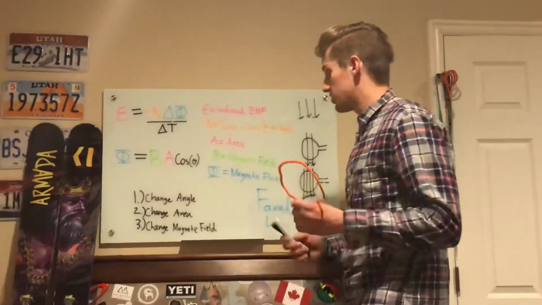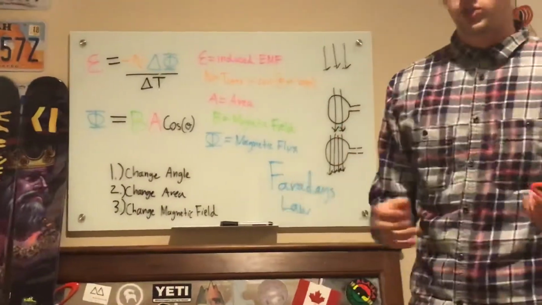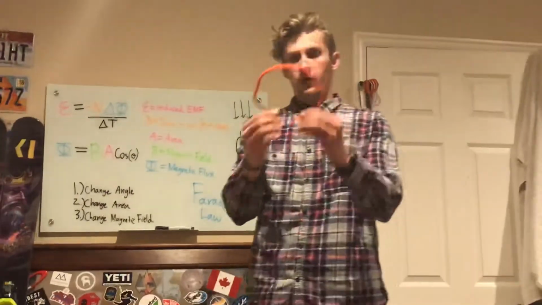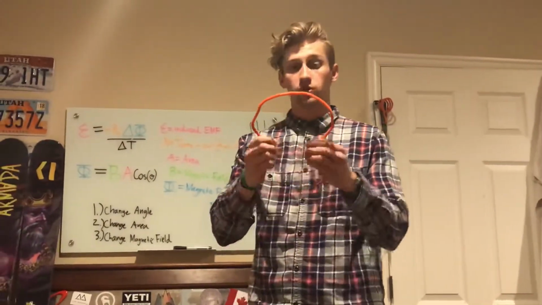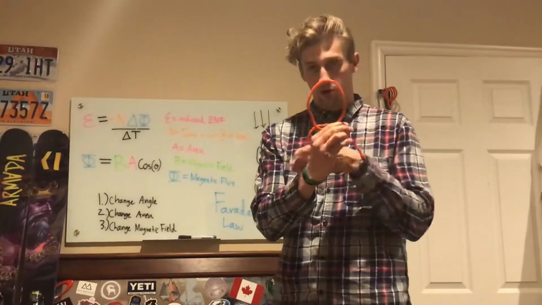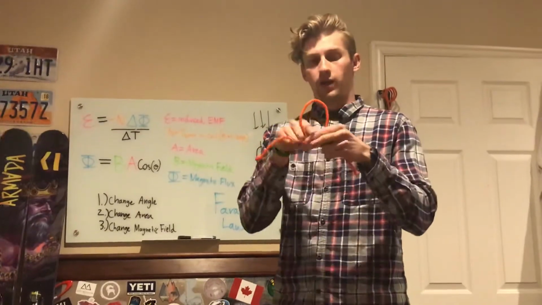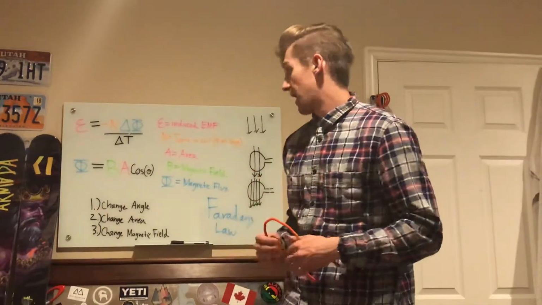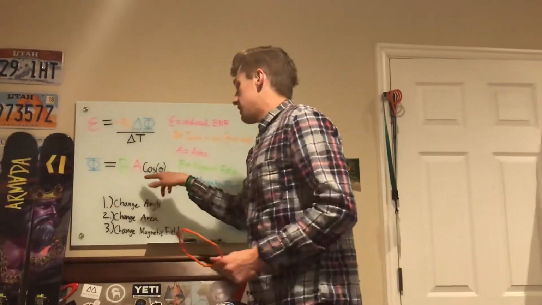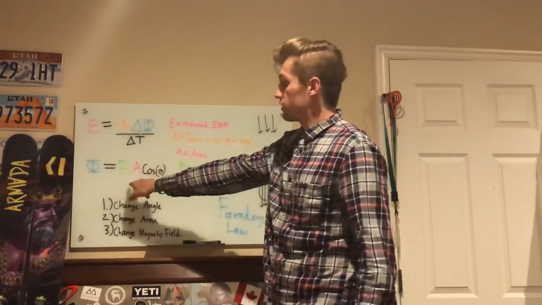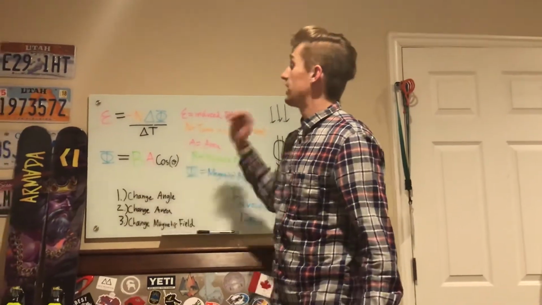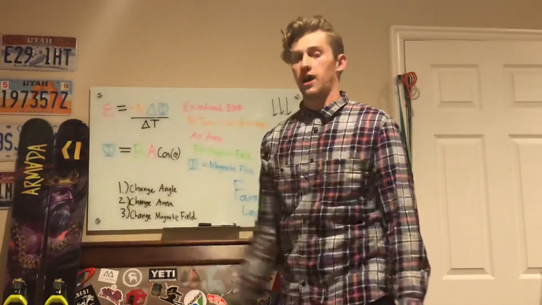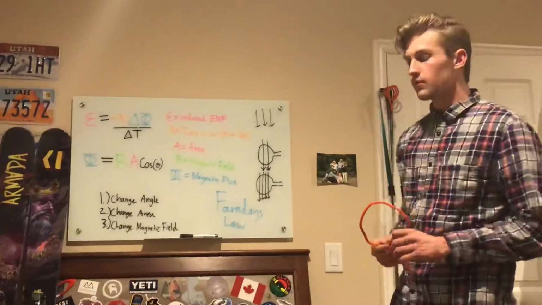Secondly, let's talk about how we can change the area. This one's a little more simple. Basically, if we have our wire, we can change it so that it's bigger or smaller in area, so that fewer or more magnetic field lines can pass through it. If we change the area, once again that changes the magnetic flux, and a change in magnetic flux leads us to have an induced EMF.